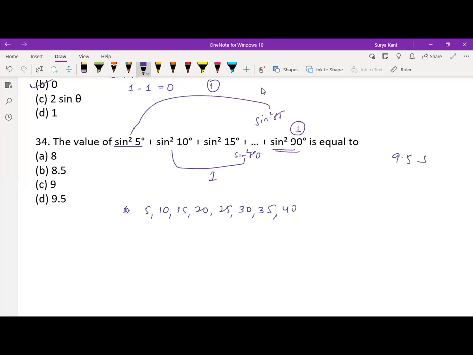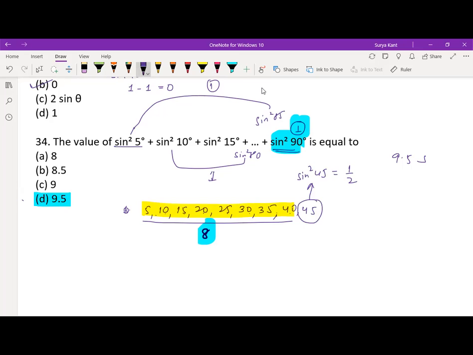Till 85, we should make pairs, no? See, 40 is going to match with 50, so you should go till 45. Sine square 45 is equal to 1 by 2, and the rest will be 1, 1, 1, 1, 1, 1, 1. So 1, 2, 3, 4, 5, 6, 7, 8: 8 is there, and this half part is coming. And the last one, sine 90 also is there, 1. So 8 and a half plus 1, that is 9 and a half. This is the correct answer.